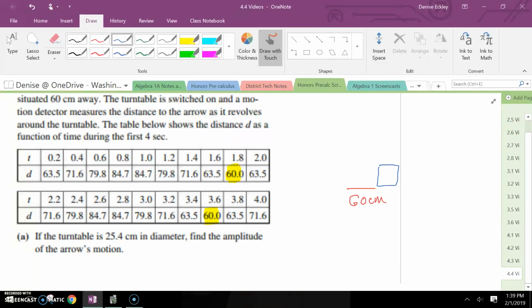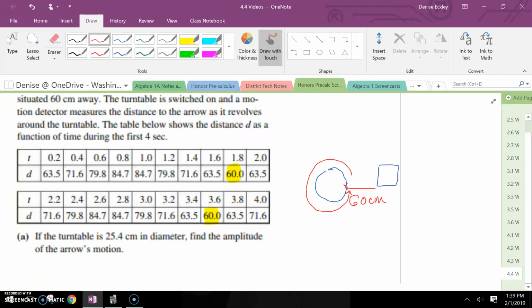So then we have a record that's sitting right around there, and we have that arrow that's shot right on it at that corner. Someone's going to turn the record player on, and the turntable and the arrow are going to move away from the detector and keep coming back around like that. So the question is, if the turntable is 25.4 centimeters in diameter, find the amplitude.